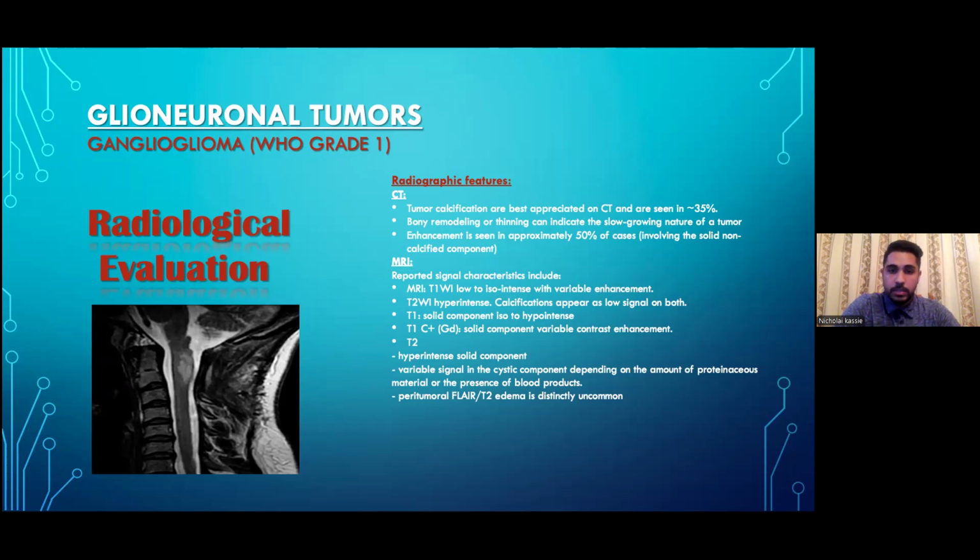With regard to MRI, reported signal characteristics include T1 low to isointense with variable enhancement. Calcifications appear as low signal on both. On T1 the solid component is iso- to hypointense, and with gadolinium you may find variable contrast enhancement of the solid component. On T2, the solid components are hyperintense, as previously described, with variable signal in the cystic component depending on the amount of proteinaceous material or the presence of blood products. Peritumoral FLAIR/T2 edema is distinctly uncommon in these types of tumors.